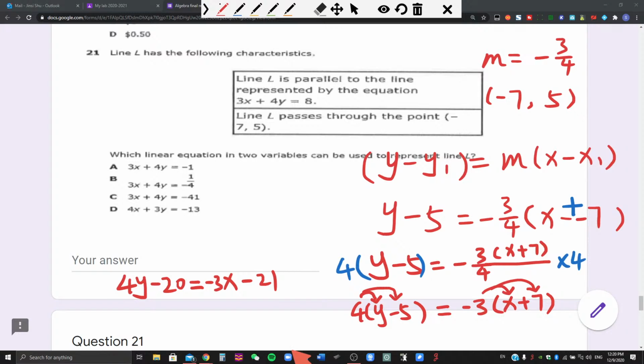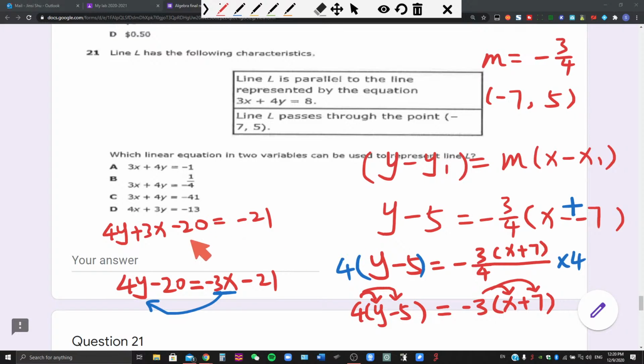All right, so we are close to the answer. Now we have x and y on both sides. Look at the options. They have x and y on the same side. So let's move the 3x to this side. When you move it, it will become a positive 3x. So we will have 4y and positive 3x subtract 20 equals negative 21.